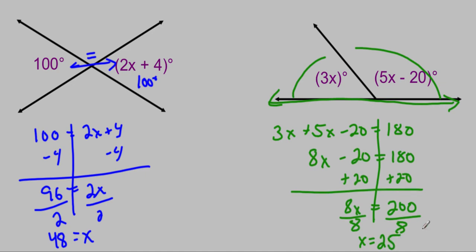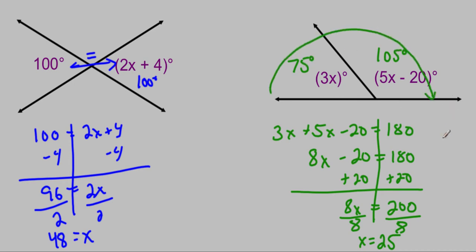So I figured out what x is. Last step is to go back to the problem itself and write in the measure of each of those angles. 3x, or 3 times 25, is 75 degrees. Here, 5x, or 5 times 25, is 125, minus 20 is 105. Double check, 75 plus 105 does indeed give me a total of 180, so they are supplementary, and I am good.